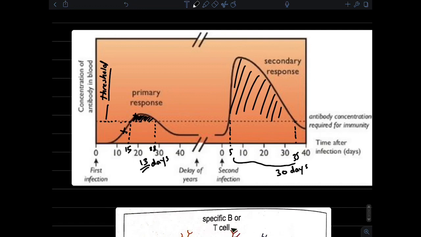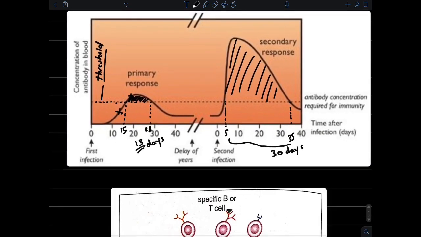So the three characteristics of the secondary immune response are that the secondary immune response is faster, more amplified, and more persistent, and you have to know how to justify each point.